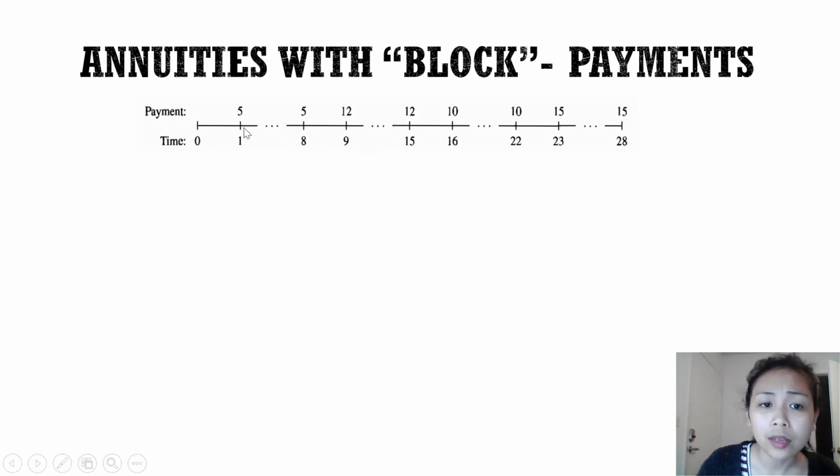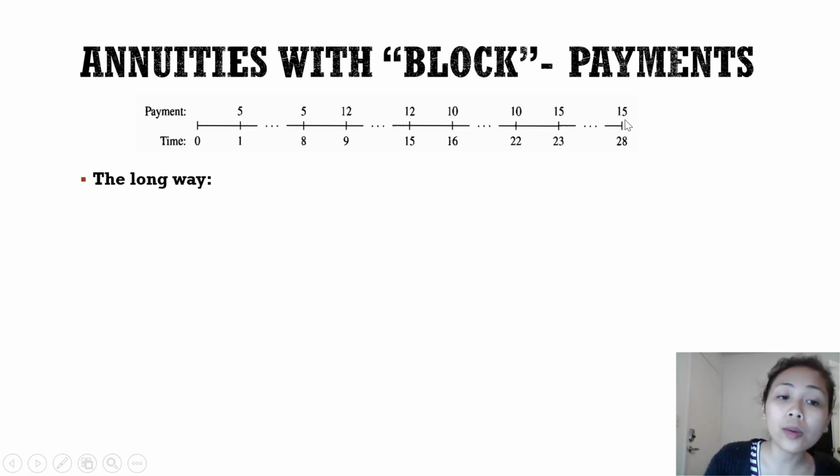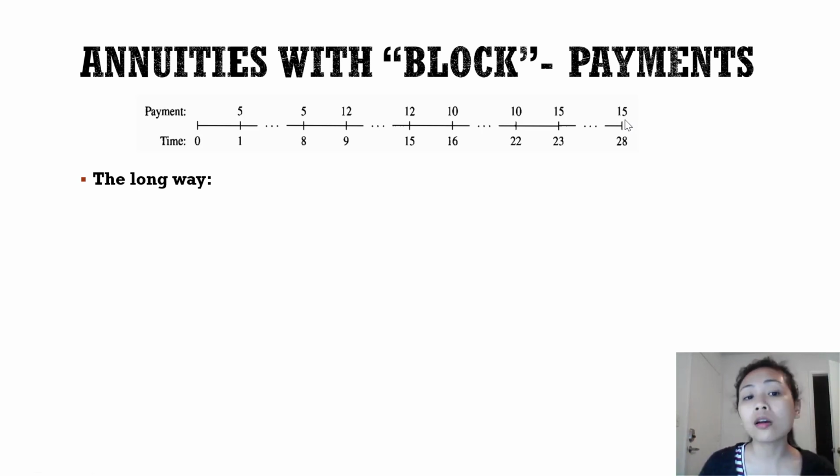Reconsider that problem. From time 1 to time 8, we pay $5. From time 9 to time 15, we pay $12. From time 16 to 22, we pay $10. From time 23 to 28, we pay $15. So the long way is basically that we break this annuity down block by block, find the present value of each block at time 0, and then add them together.